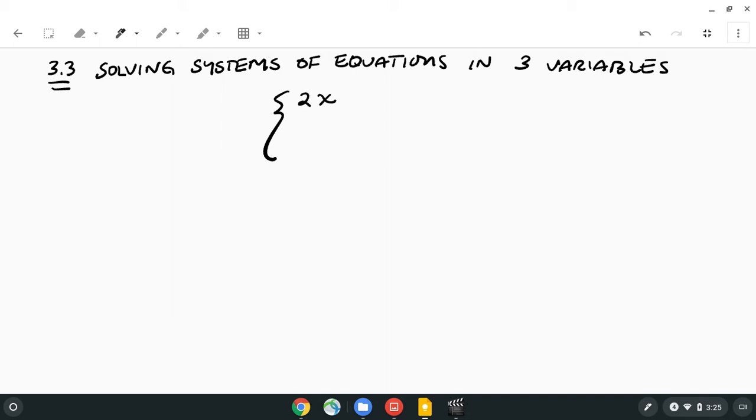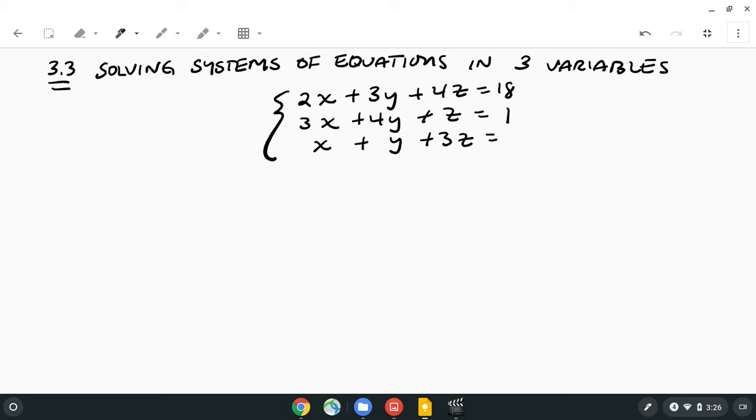So maybe you have a system that looks like this: 2x plus 3y plus 4z equals 18. And so now we have three variables, so we'll need three equations: x plus 4y plus z equals 1, and x plus y plus 3z equals 13. Okay, so this would be a system of three equations, three variables.